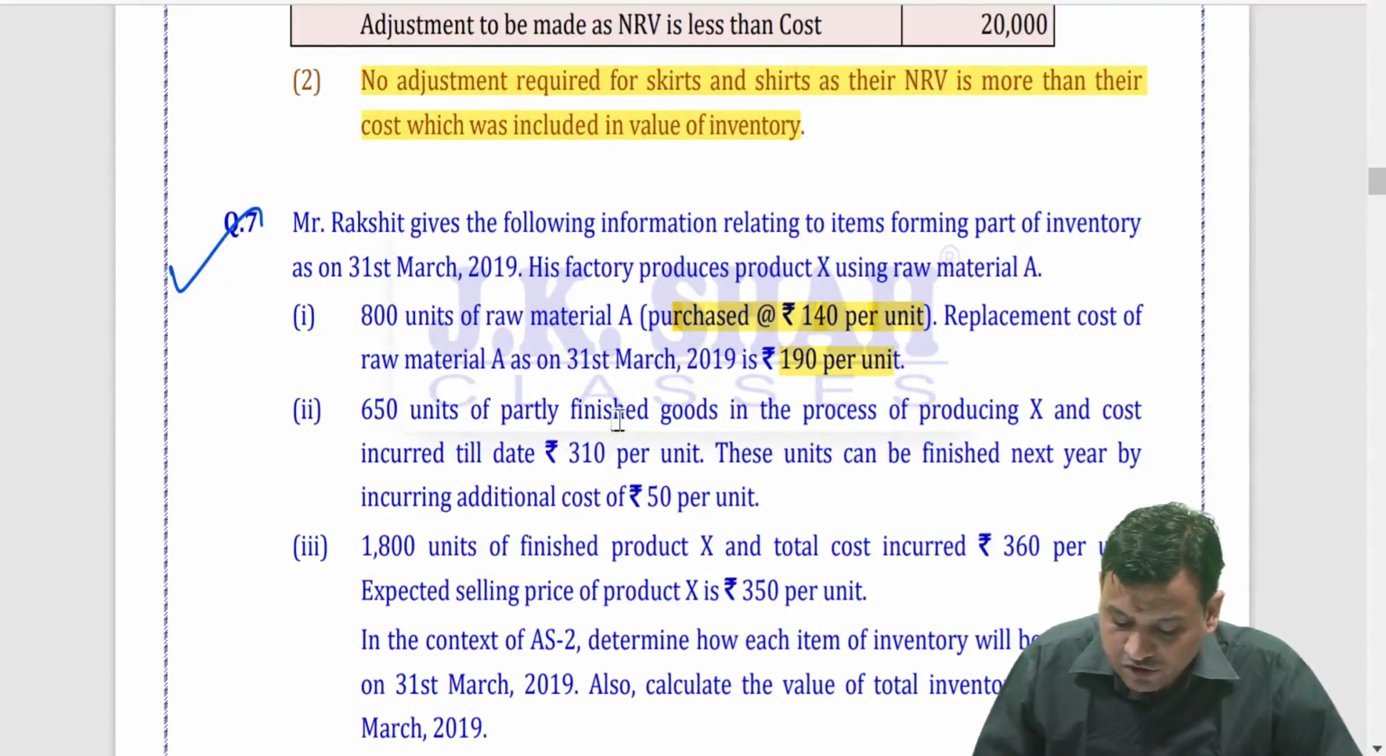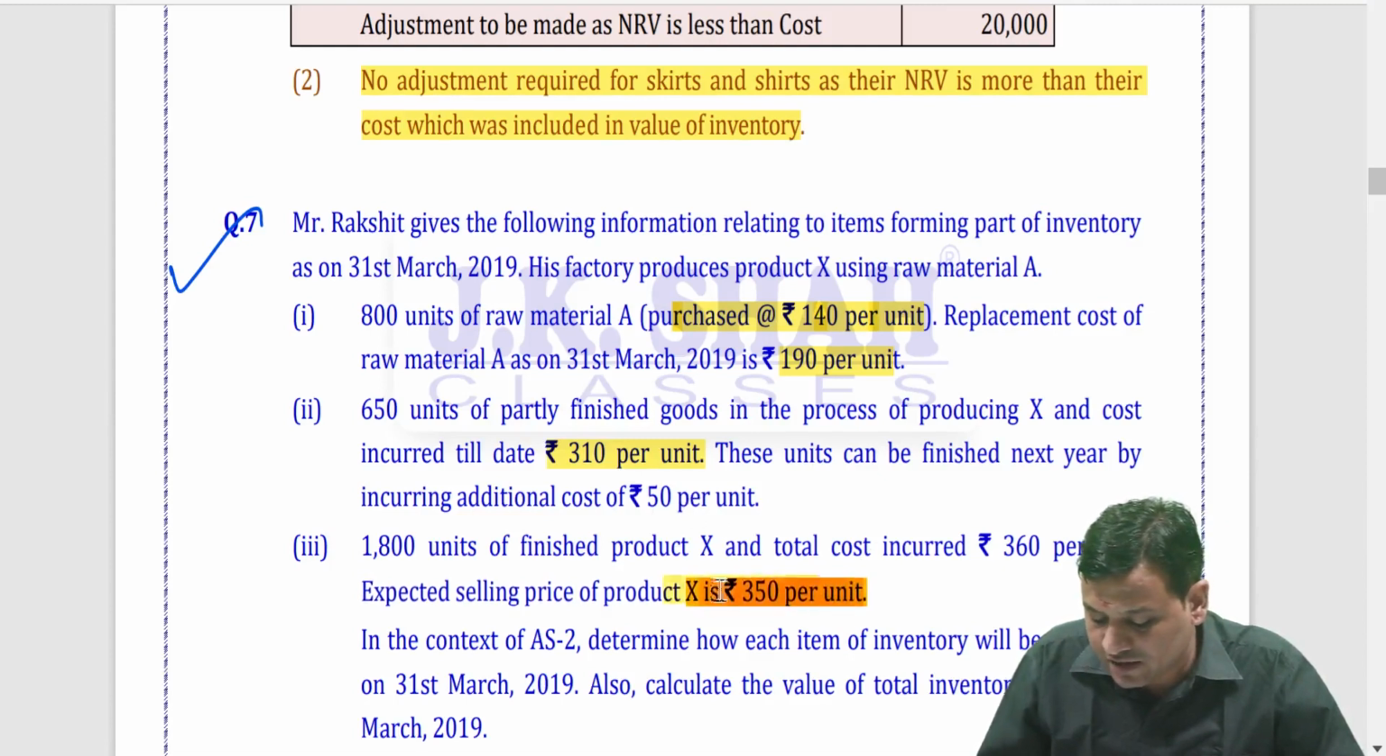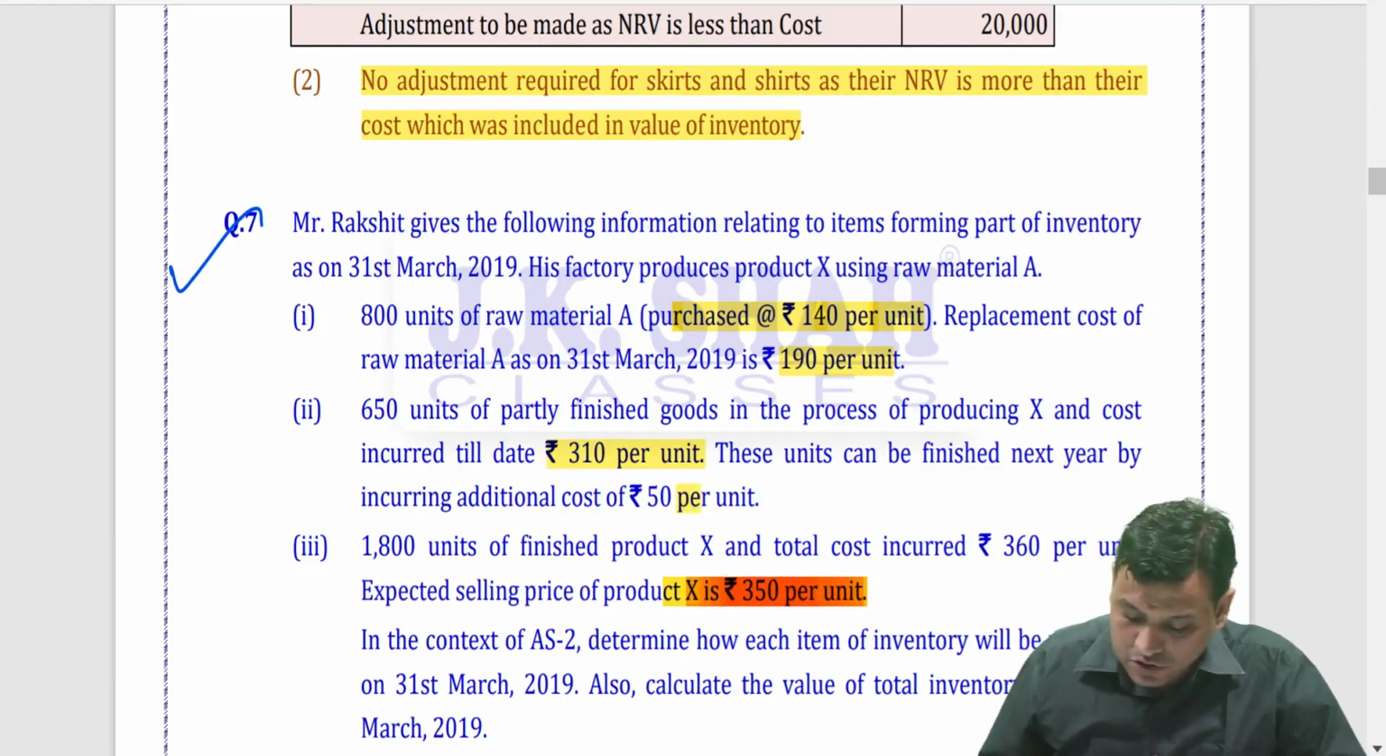650 units of partly finished goods, that is WIP, are in process of producing X and the cost incurred till date is 310. This unit can be finished next year by incurring an additional cost of 50. It means the NRV is 300. You will say, how did you come to know it is 300? My dear students, see, here I got the selling price of this goods. It's given 350. Selling price of X is 350. So if selling price is 350, 350 minus 50, can I say 300? So 300 is my NRV, 310 is my cost. I will be valuing it at 300 only.